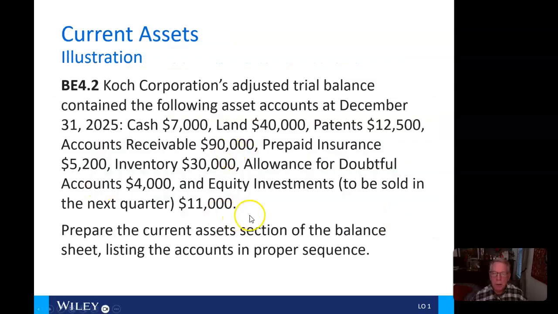All right, let's take a look at an example here. Koch Corporation's adjusted trial balance contains the following asset accounts at December 31st, 2025. They've got cash, land, patents, accounts receivable, prepaid inventory, allowance for doubtful accounts, and equity investments. And they want you to prepare the current assets section of the balance sheet, listing the accounts in proper sequence. So I'll give you a second or two to analyze that.